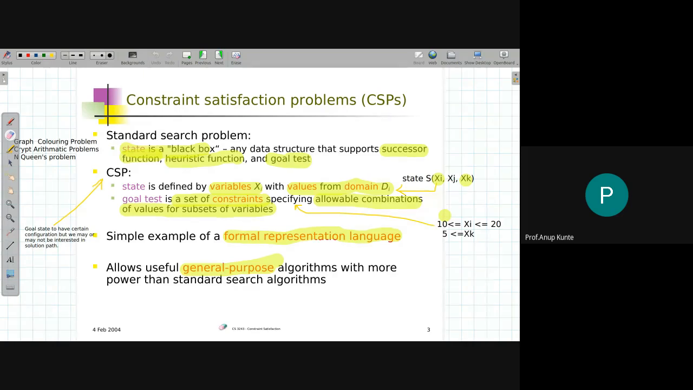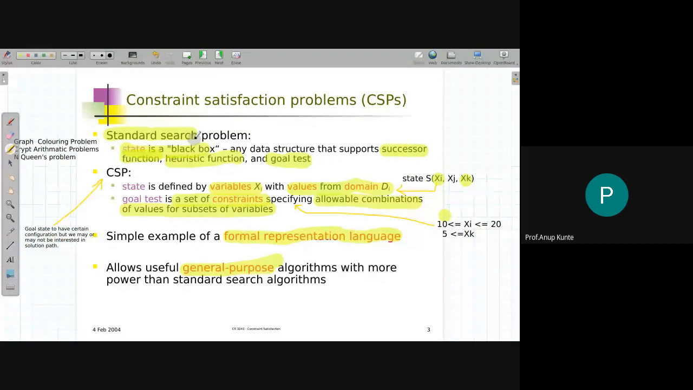So this slide tells you what exactly a constraint satisfaction problem is and how that is different from a standard search problem. Whenever you read the words standard search problem, here they mean the state space search problem that we learned in chapter number 2 of the book. In chapter 2, they teach you about state space representation of an AI problem. So standard search problem is that.